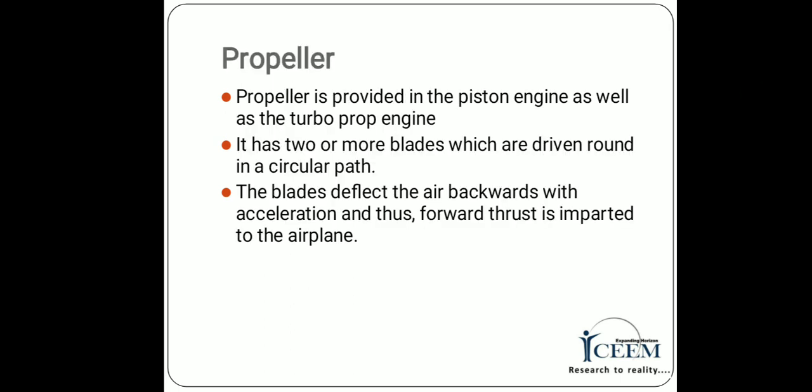The next component of aircraft is the propeller. A propeller is provided in the piston engine as well as the turbo propeller engine. It has two or more blades which are driven round in a circular path. The blades deflect the air backwards with acceleration, and thus forward thrust is imparted to the airplane.